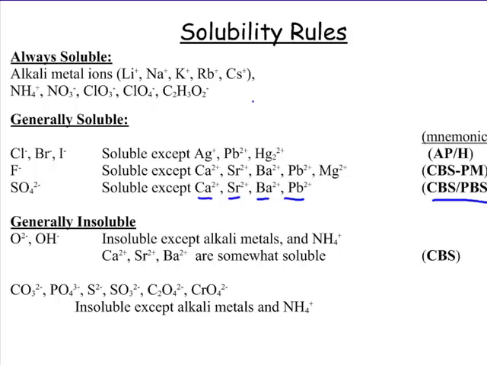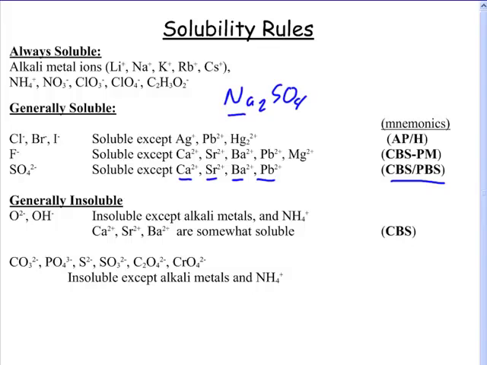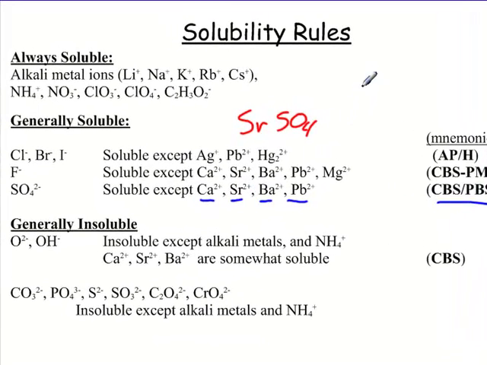So let me ask you this: Na2SO4, soluble or insoluble? Exactly, it is soluble, one of the reasons being it's a group 1 metal. The other reason is it's not one of those 4. Okay, how about this one? SrSO4. Soluble or insoluble? Right, the answer is insoluble, because that is the S in PBS. How about this? Copper 2 sulfate. Exactly, it is soluble, because it's not one of those 4 down there. So that's really how we play with this.